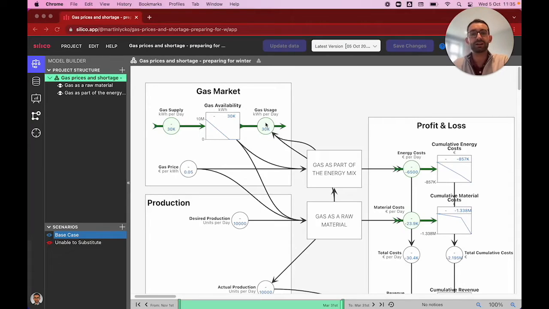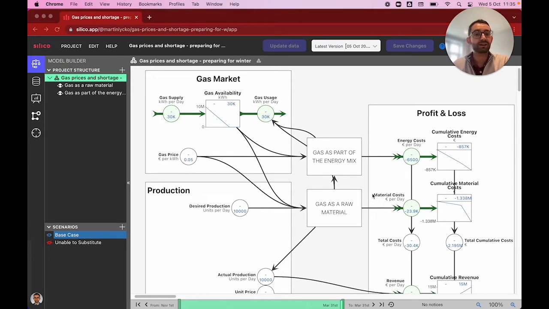We're considering that a company has a reserve or a stockpile of gas that is depleted by using that gas as a source of energy and as a component to make your products as a raw material, but also that there is a resupply of gas every day. We're considering a gas price and how many units this hypothetical company wants to make of their product. And then there's two uses of gas.